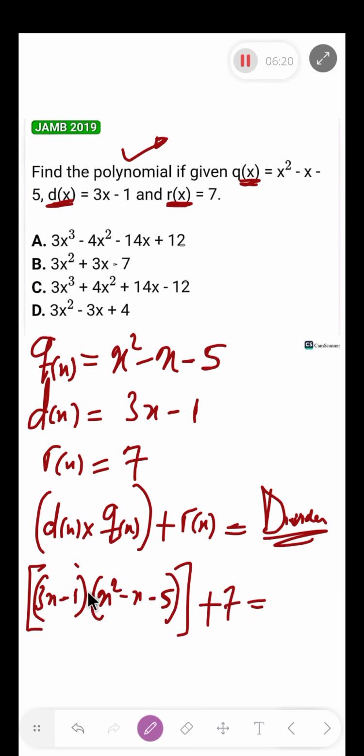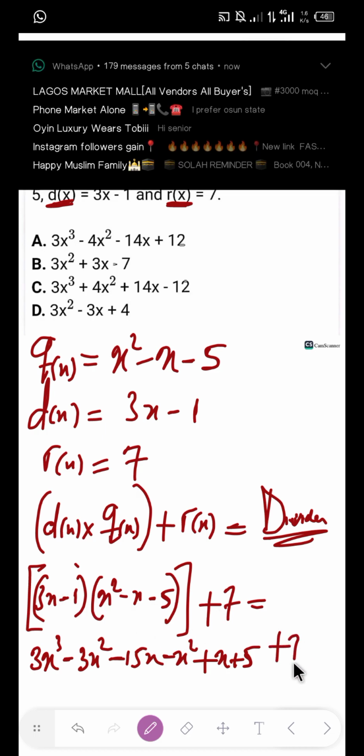3x times x squared will surely give us 3x cubed, minus 3x times minus x, that's 3x squared, then minus 15x. Then finally, we have minus 1 times x squared, that's minus x squared, then plus x, then plus 5. Do you agree with that? Minus 1 multiplies everything, I have this result. So finally, plus 7.